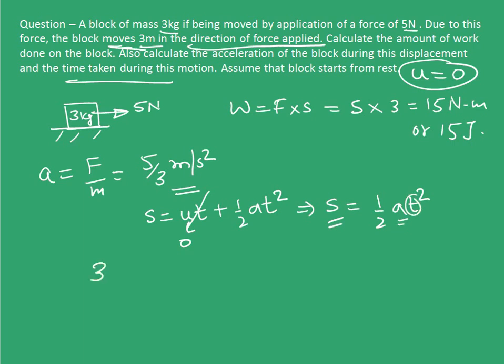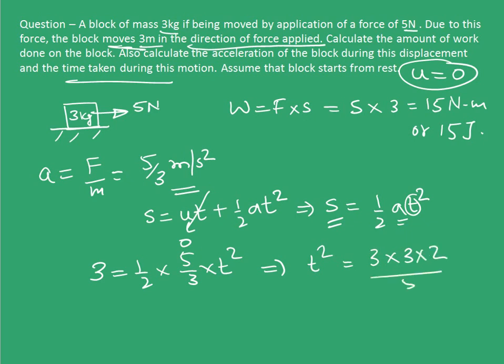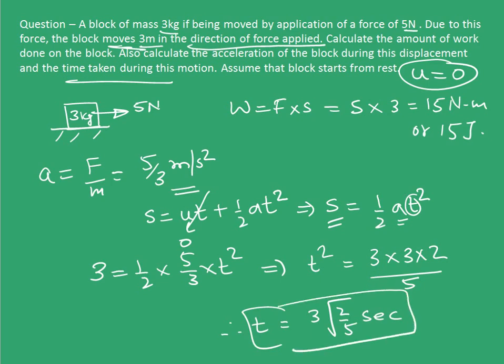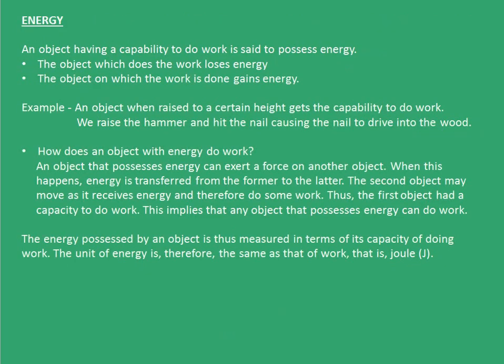S is 3 meters equal to half into 5 by 3 into t square. This implies my t square is 3 into 3 into 2 divided by 5. Hence, t is 3 under root 2 by 5 seconds. So this completes our problem. Now let's look into energy.